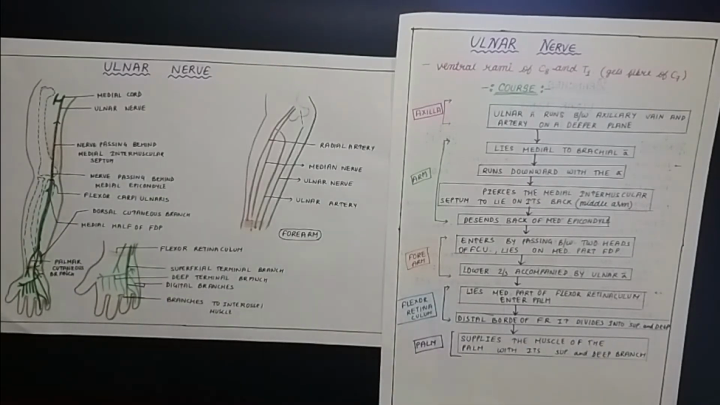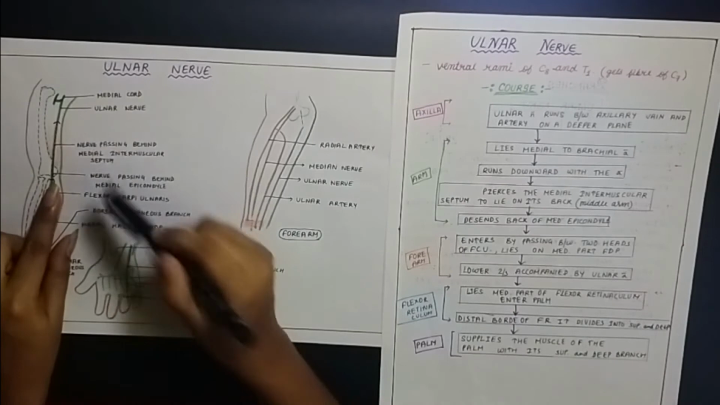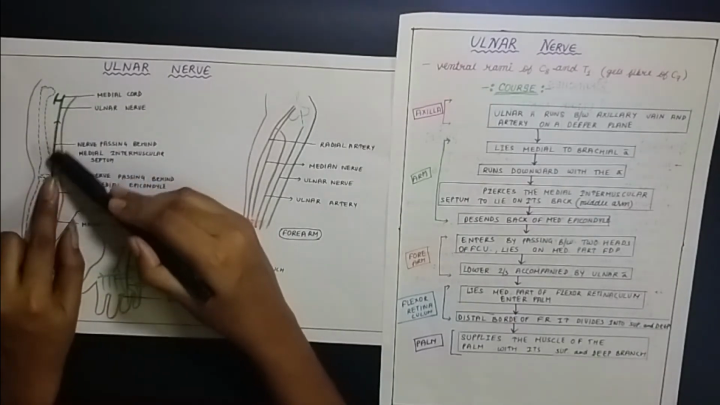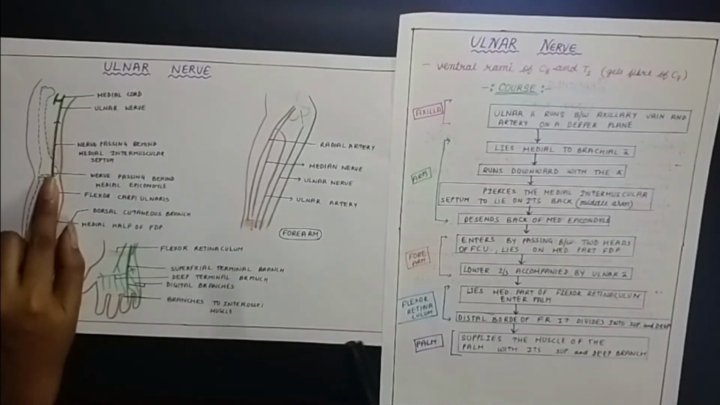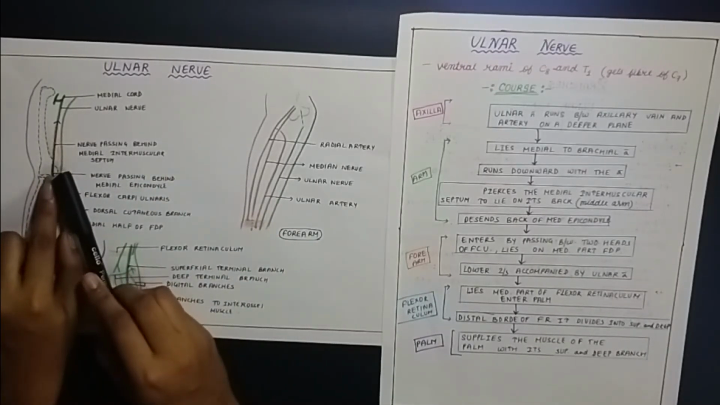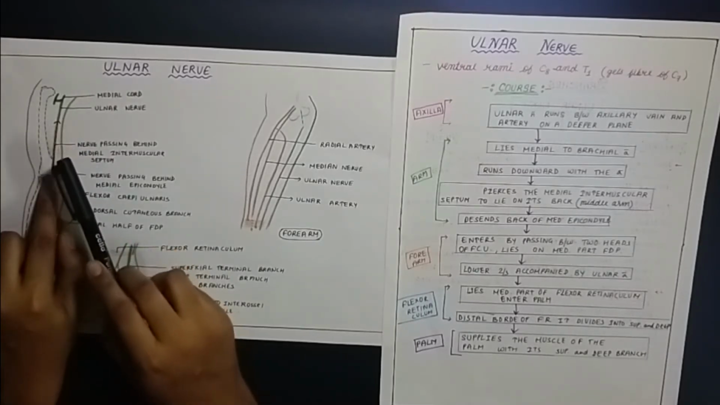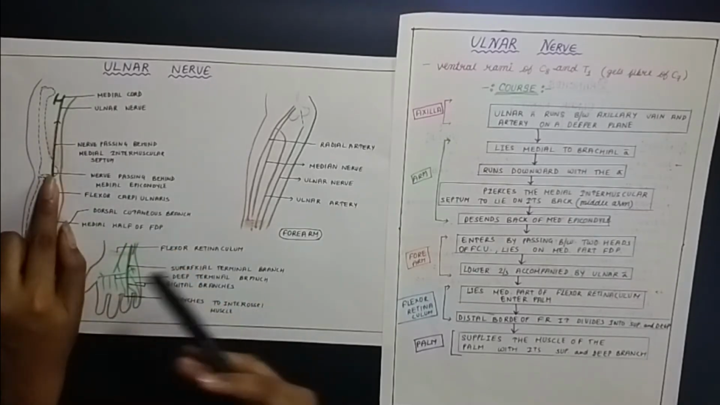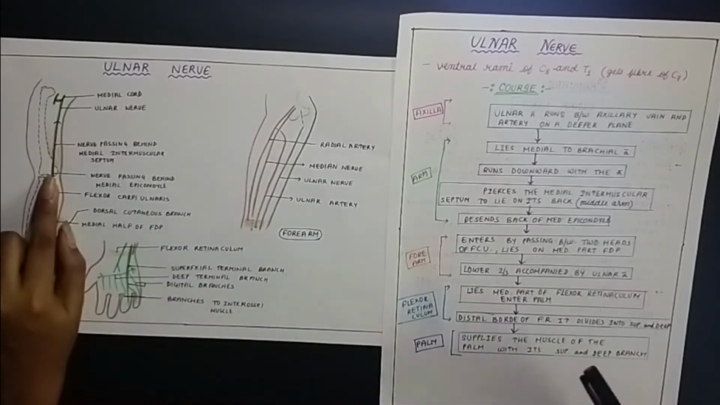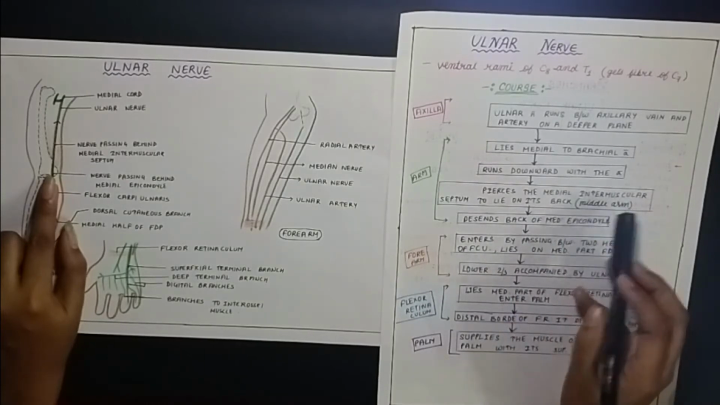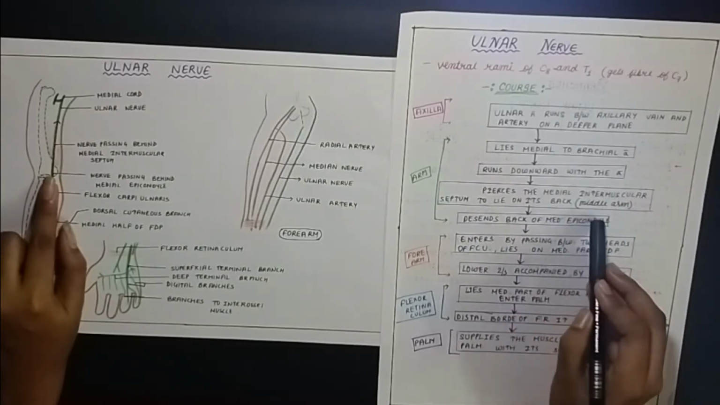Okay, and see, from this point to the epicondyle, the course of the ulnar nerve is at the back. I have marked it as dotted because this is the course of the ulnar nerve behind, not in front. So it runs downward with the artery, pierces the medial intermuscular septum to lie on its back.